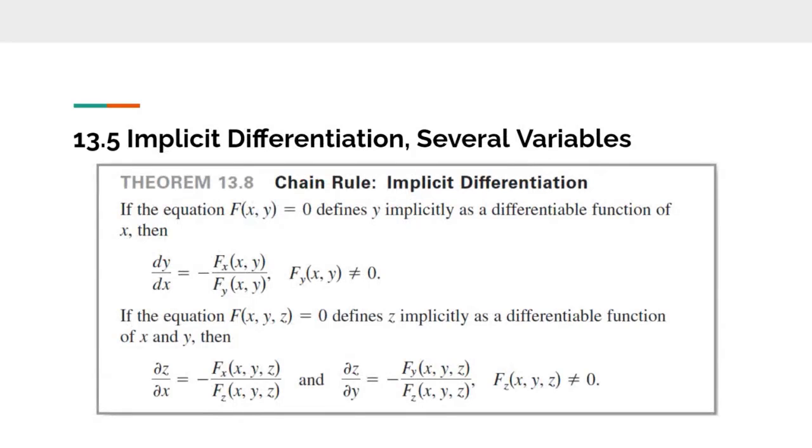Implicit differentiation. This is just a formula you can memorize, because we really saw how this worked in single variable calculus. When we did implicit differentiation, I think it was chapter 3 of Stewart's calculus book. So you can use this formula, the negative partial of f with respect to x divided by partial f with respect to y.